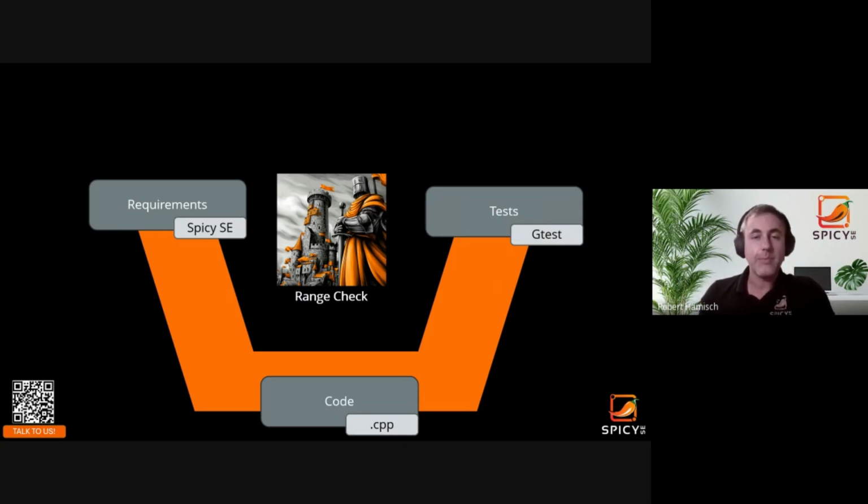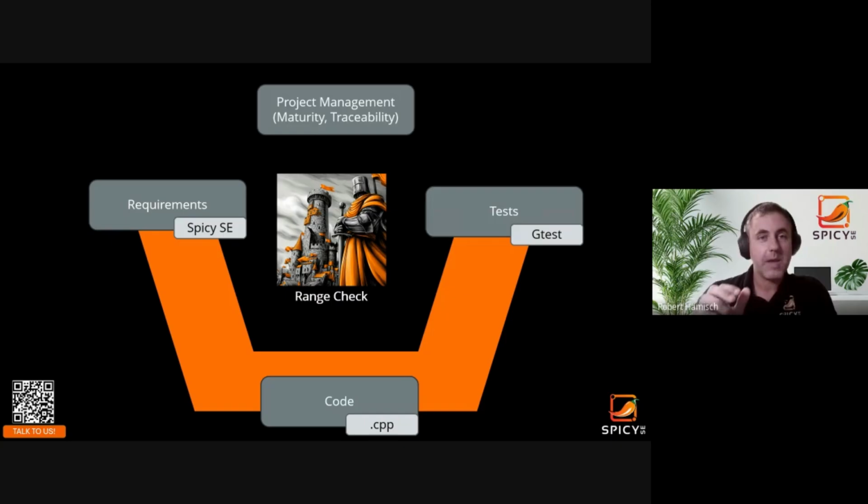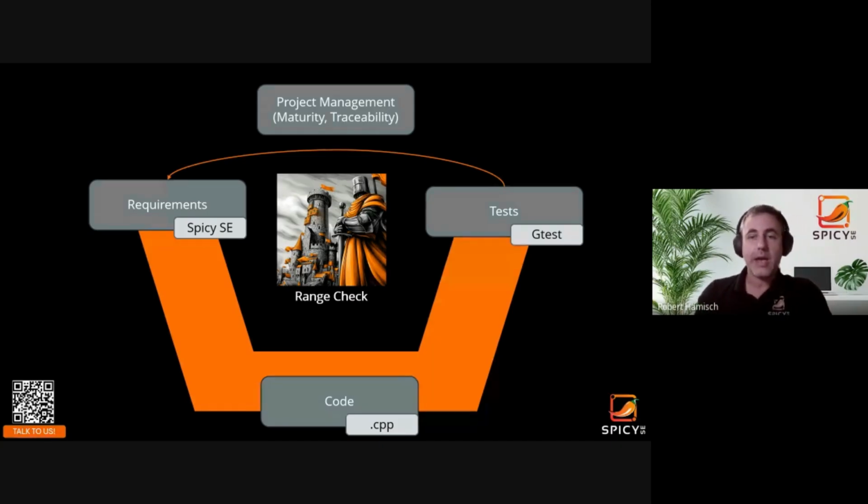And then the final component, this holy trifecta of requirements, tests, implementation, we all know. And we also know above that is some form of project management, looking at maturity, traceability, and of course, the connection, the traceability from the tests to requirements. And that's what we actually want to do and show you live today. How do we get from requirements, code, tests to a full traceability?